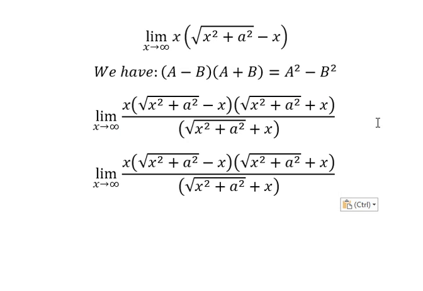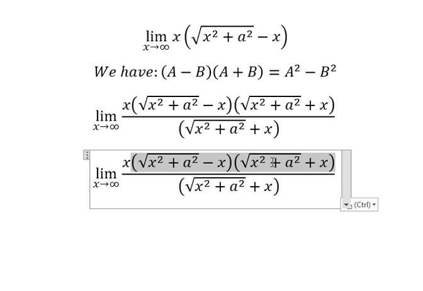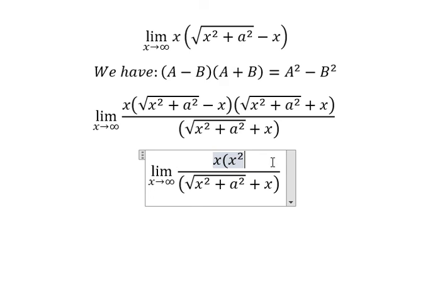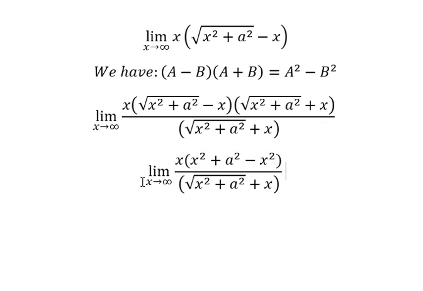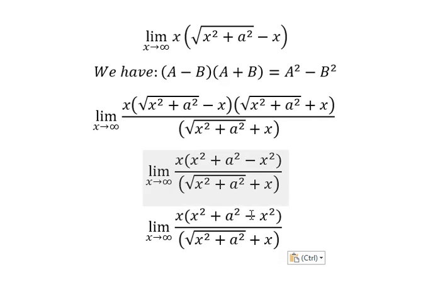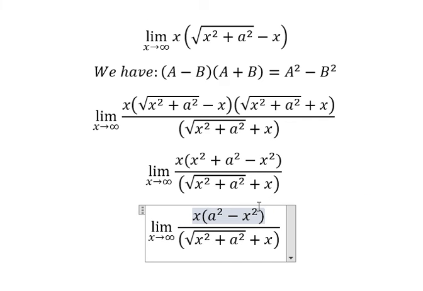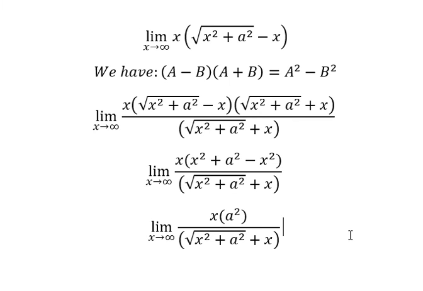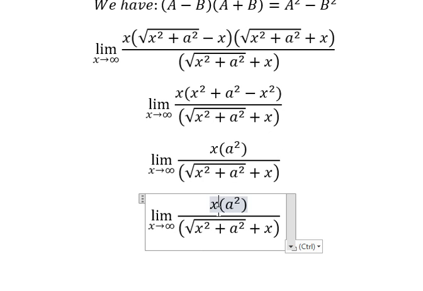So this one, if we simplify it, we have like this. And now we simplify s square and s square. Next, we need to divide by s on numerator and denominator.